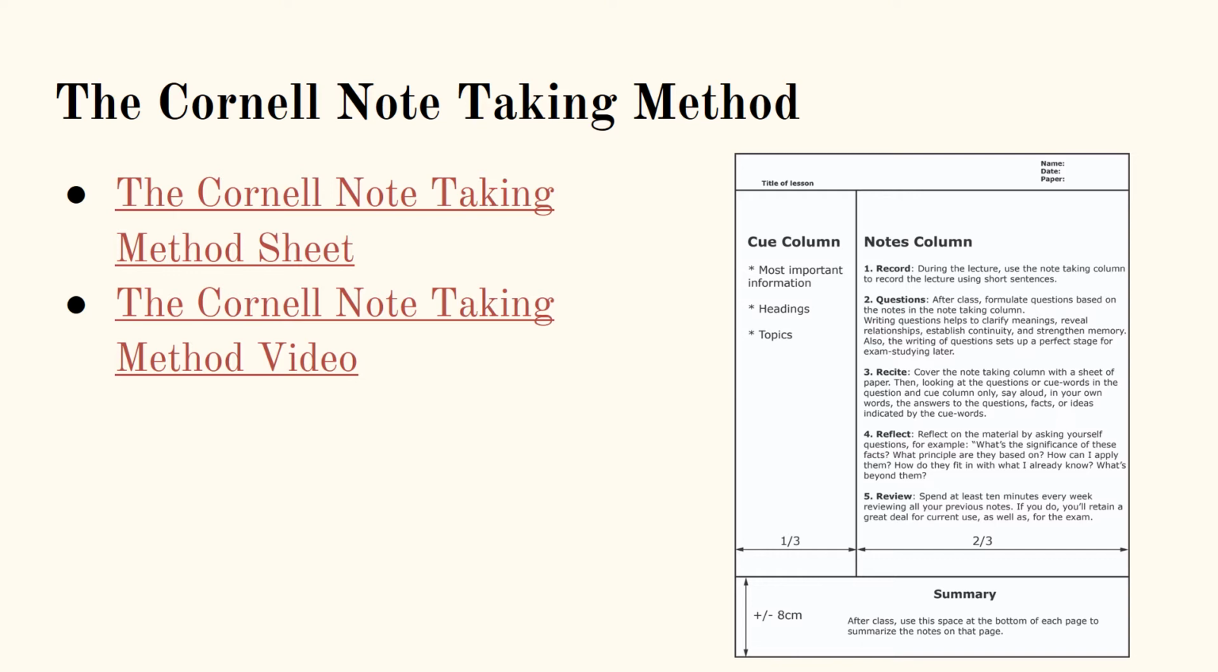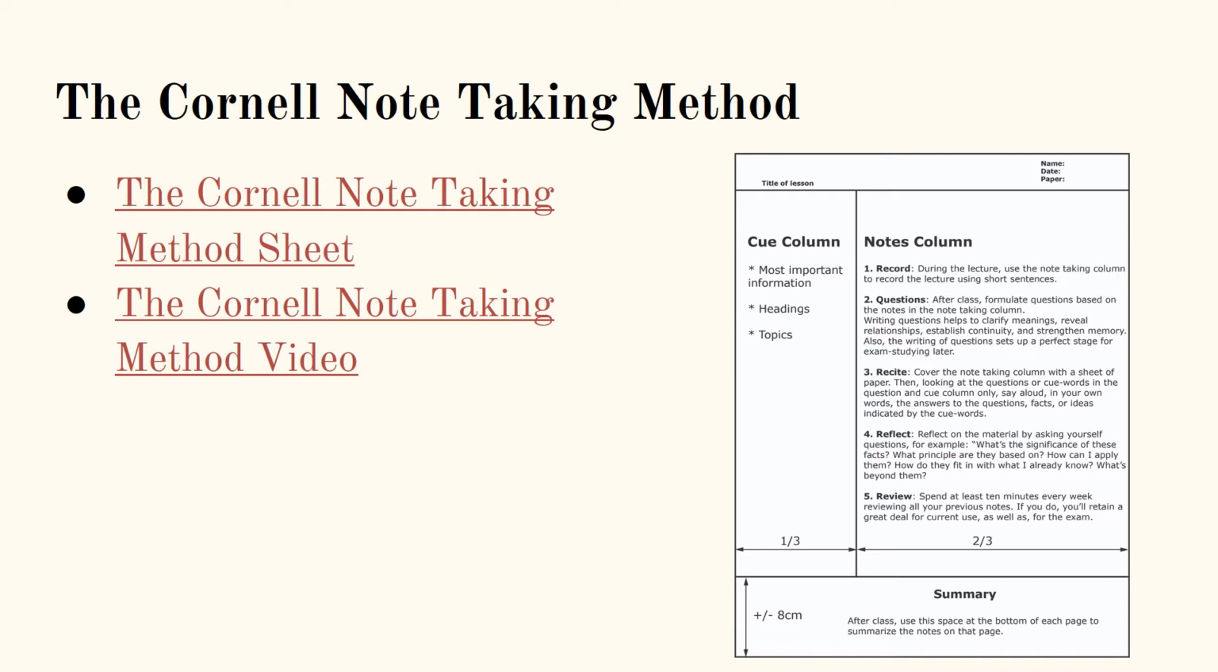The first note-taking method that I'm going to talk to you a little bit more about is called the Cornell note-taking method. And I've actually included a link that has more information, including the sheet and a video, which will go over some of the information in even greater detail. As you can see on the picture to the right, the Cornell note-taking method is all about dividing your paper up and using the space to really help you create efficient and effective notes.